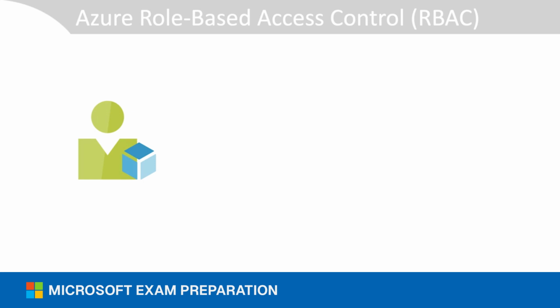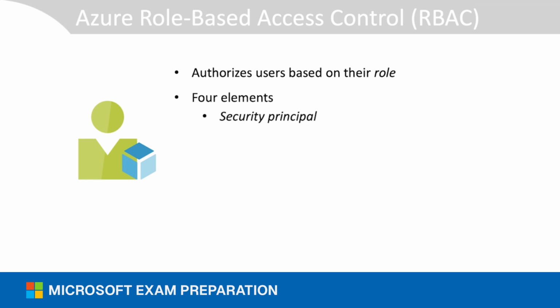Role-based access control, or RBAC, authorizes users to perform certain things using a role that you assign the user to. In Azure, role-based access control is based on 4 elements. The first element is a security principal, which is an element that represents an identity.